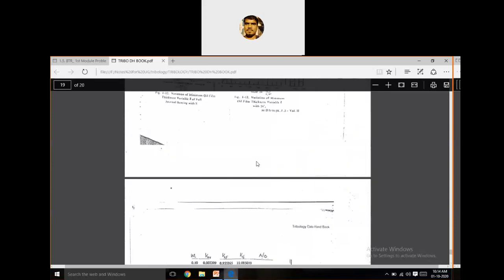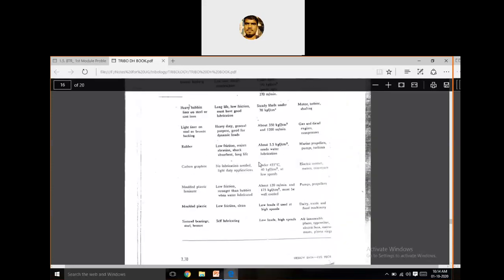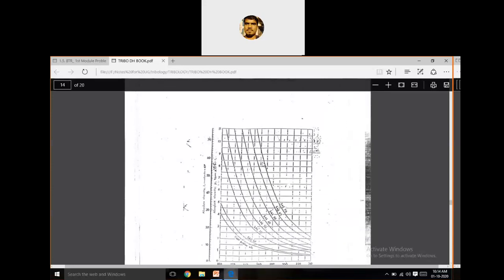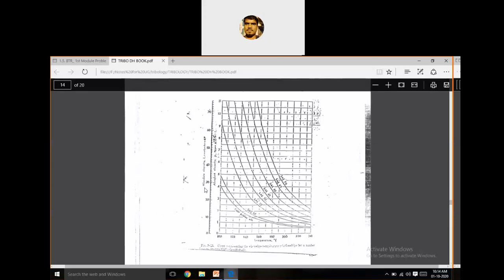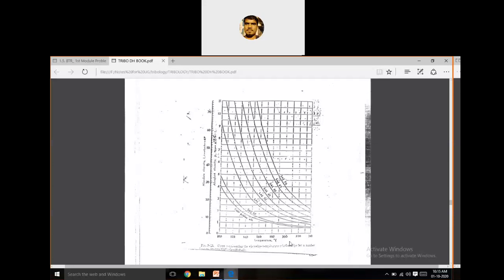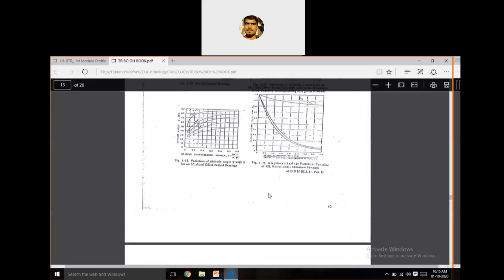So these are the different graphs. Here one more graph is there, in centipoise. Here also you can see directly, but the temperature is in Fahrenheit. We need temperature in centigrade and viscosity in terms of centipoise. And of course, this is the same grade of oil, SAE 10, 20, 30.